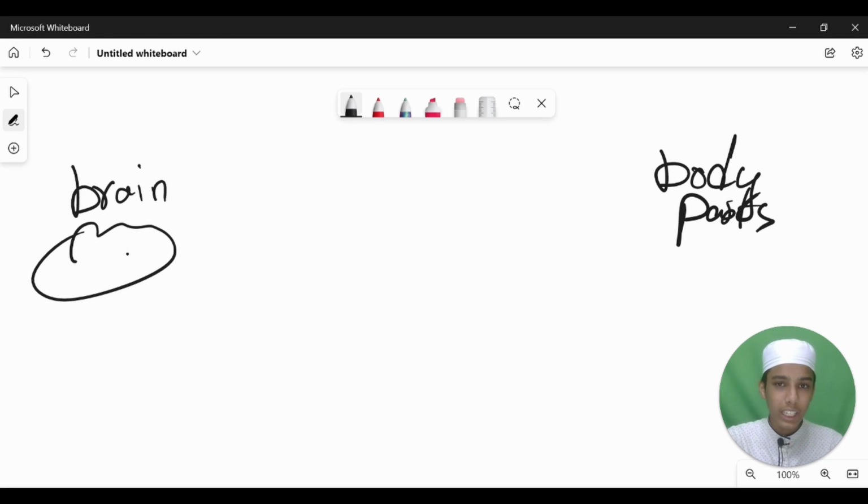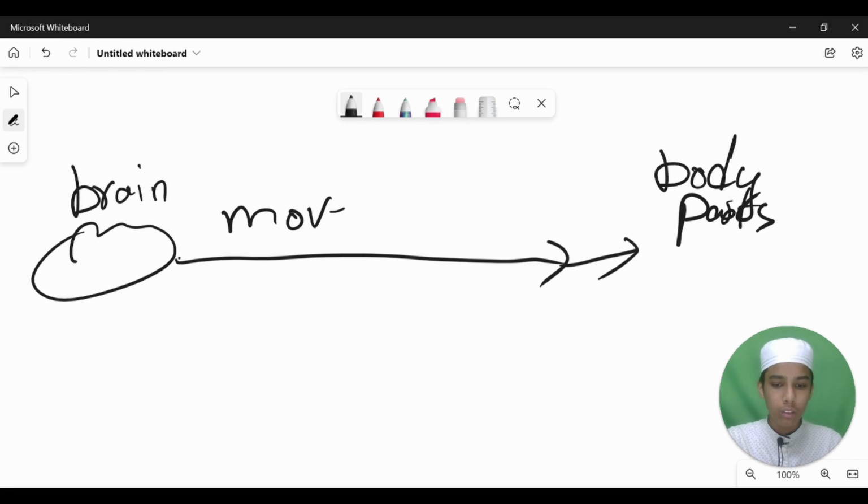Now guys, what I am saying is, to my body parts, let's say that this is my hand. I am saying to my hand, move the cursor from here to here. What I have to do is move the cursor, but how do I move it? I should get a message from my brain to move the cursor. The message comes from my brain to my body parts, to my hand, to move the mouse, move the cursor, right?